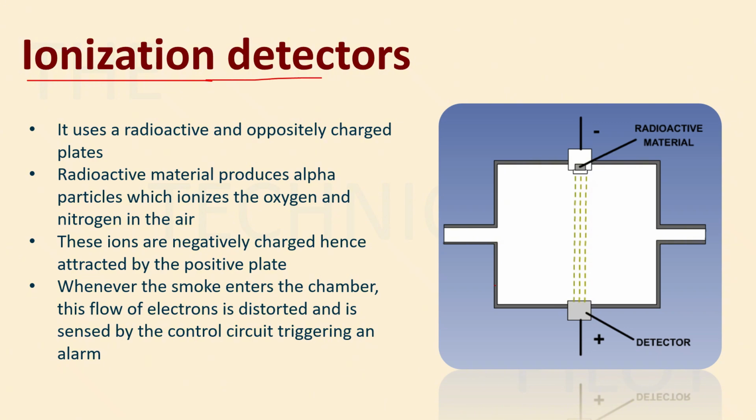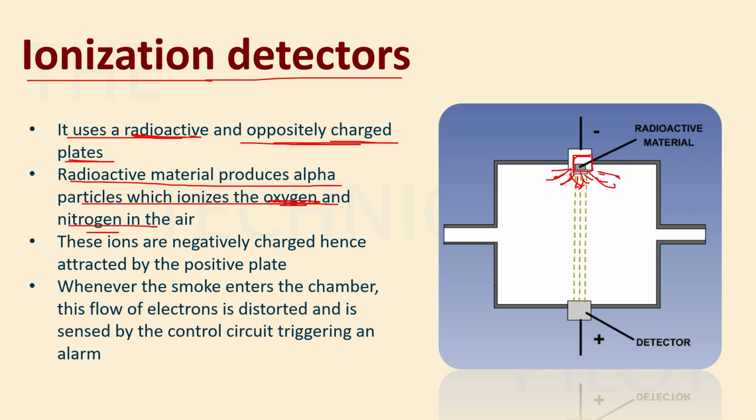So then we have ionization detectors. They are a little complicated. It uses a radioactive material and oppositely charged plates, right? So as you can see here, we have a radioactive material, and radioactive material does what? It produces alpha particles. So these alpha particles are produced with the help of these radioactive materials. It will be constantly producing alpha particles, and it will ionize the air around it. It will ionize the oxygen and nitrogen in the air. So there will obviously be oxygen and nitrogen all over the place because this is what our air is made of, right? And these oxygen and nitrogen will be ionized, right?